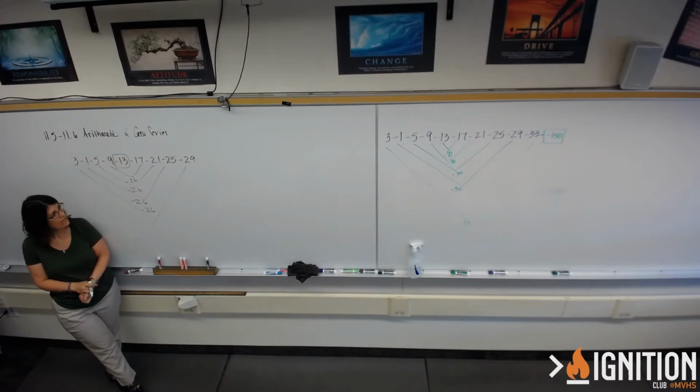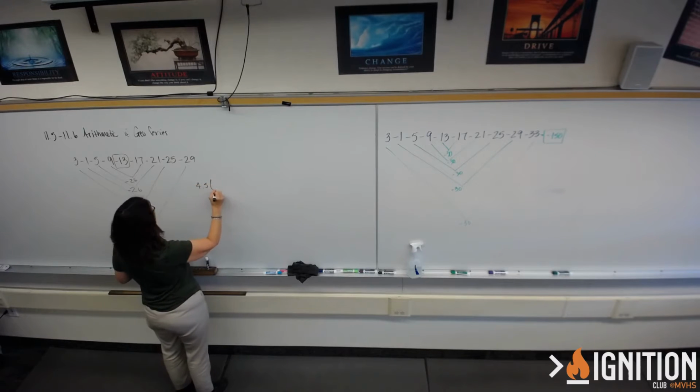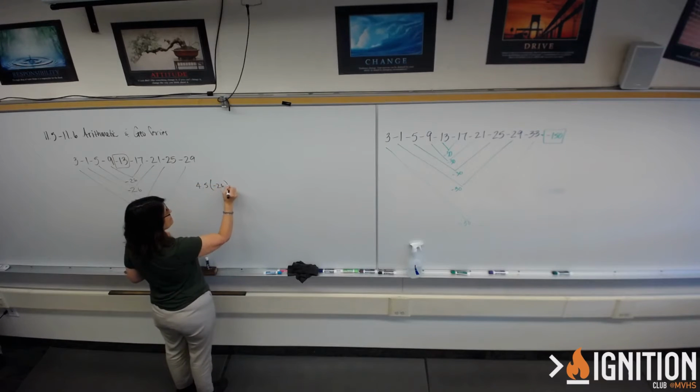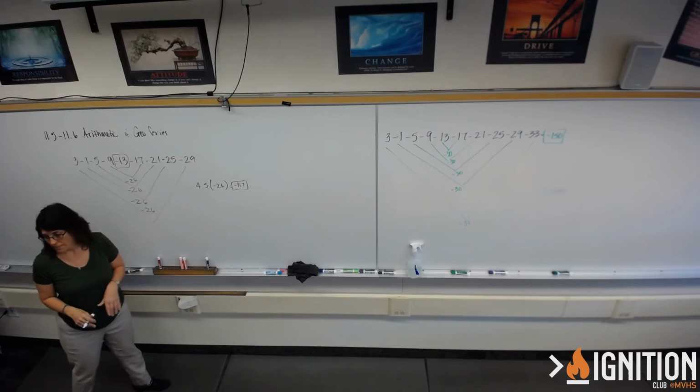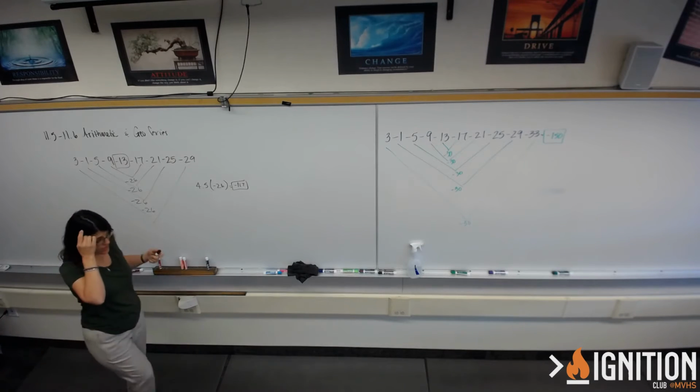So what's the answer to this? Negative 117. Yeah. So we did 4.5 times negative 26. Negative 117. Okay, I just did 4 times negative 26 and then you just added 13 back in. Yeah, that's exactly what we just did.